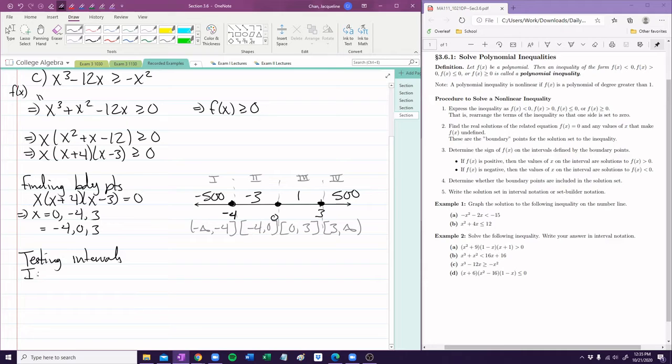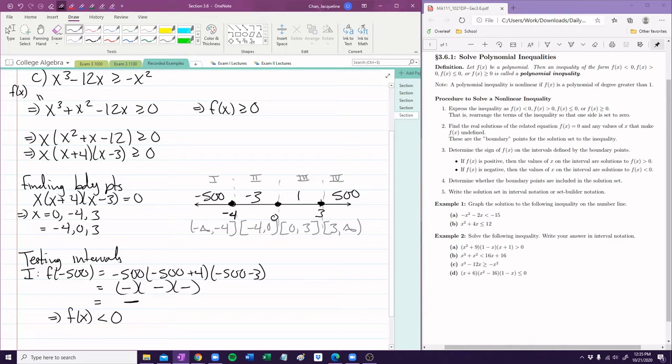Looking at interval 1, I have f of negative 500, which is equal to negative 500 times negative 500 plus 4, times negative 500 minus 3. So negative 500 is negative, this is negative, and this is negative. When you multiply 3 negative numbers, you end up with a negative number. So what does this tell me about f of x? For the first interval, f of x is less than 0.